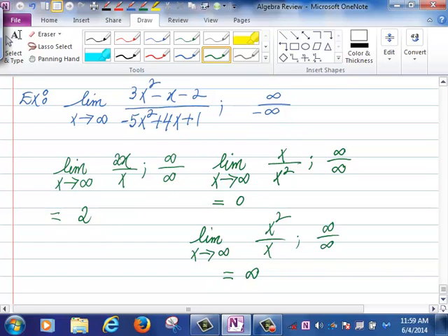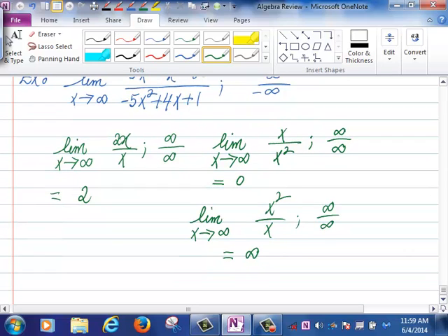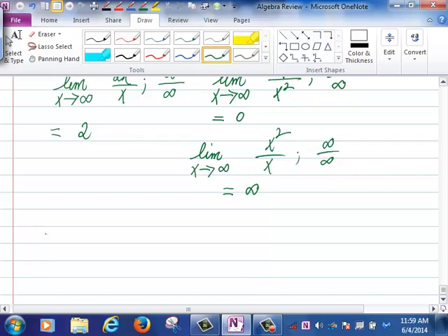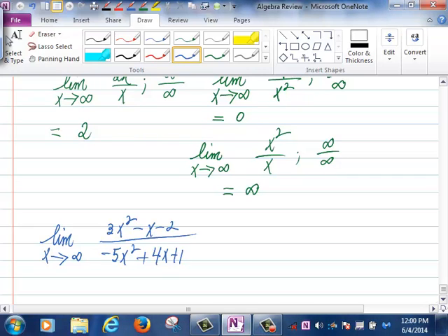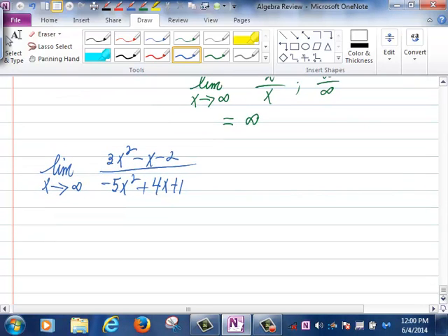So for this problem that we had, I'm just going to go here. So now look at the blue function. The limit as x going to infinity of 3x squared minus x minus 2 divided by negative 5x squared plus 4x plus 1. So what I'm going to do is factor out the leading term.